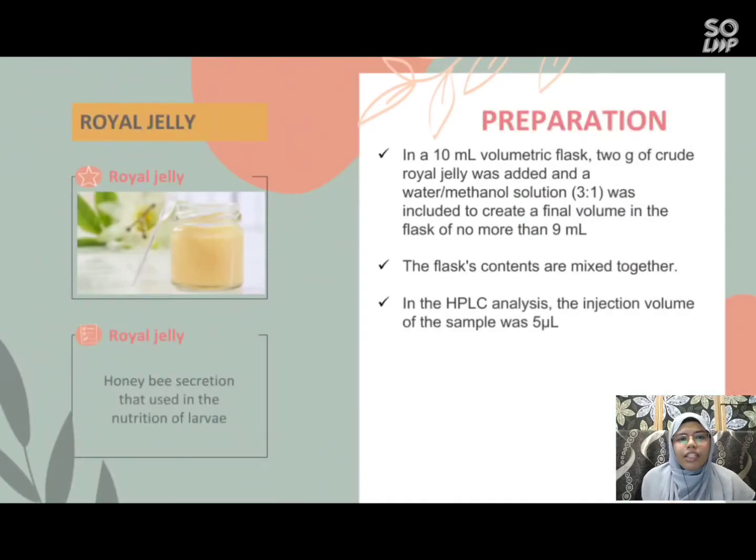And our last sample, royal jelly, is a honeybee secretion used in the nutrition of larvae and the bee queen. For the preparation, in a 10 ml volumetric flask, 2 grams of crude royal jelly was added and a water and methanol solution with the ratio of 3/1 was included to create a final volume in the flask of no more than 9 ml. The flask contents were mixed together and the sample was refrigerated and used for HPLC injection within 3 days. In the HPLC analysis, the injection volume of the sample was 5 microliter.